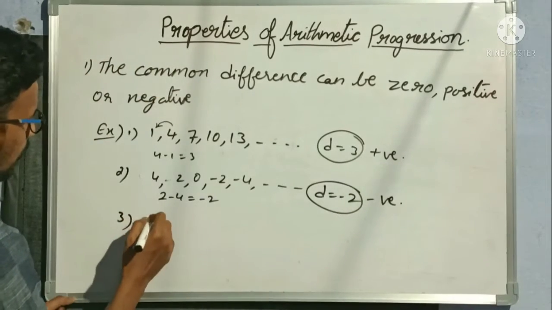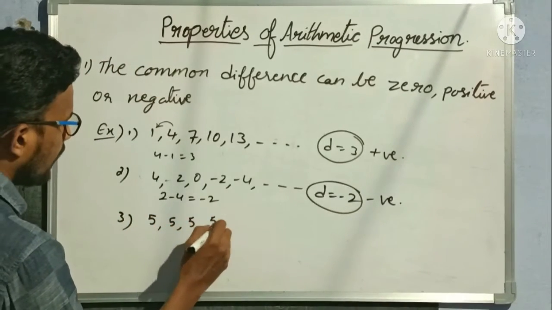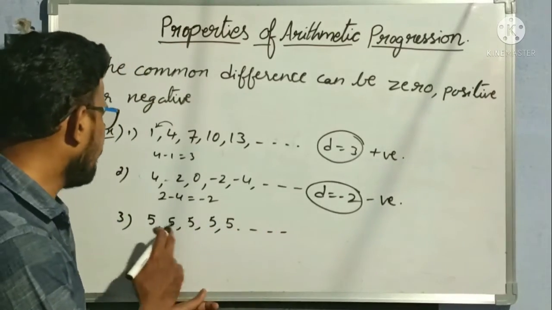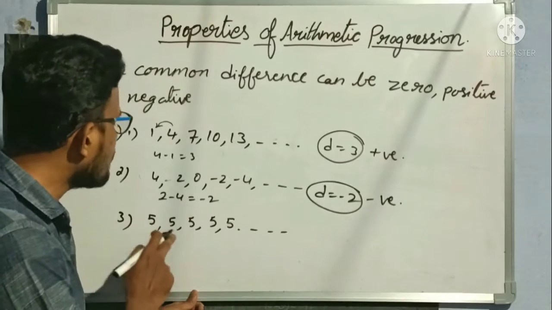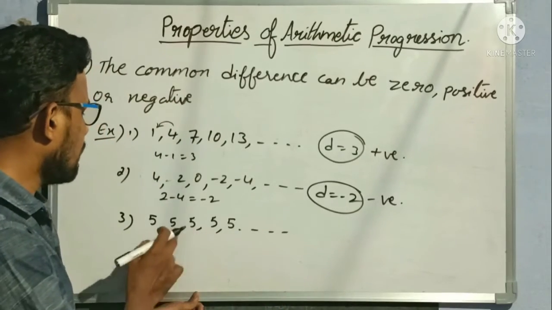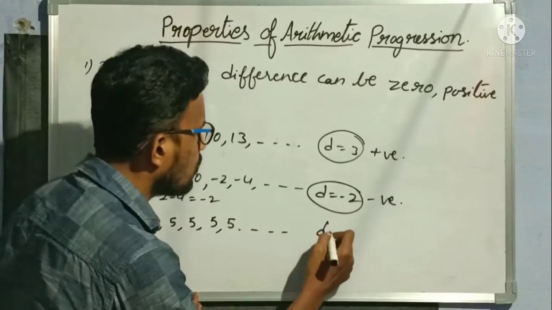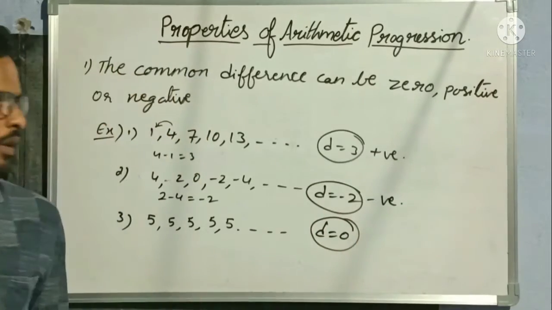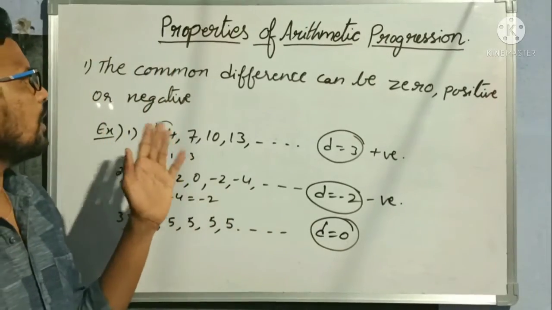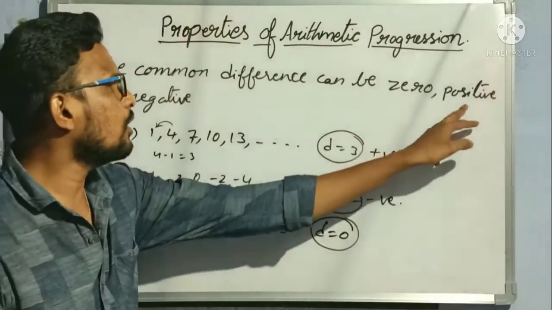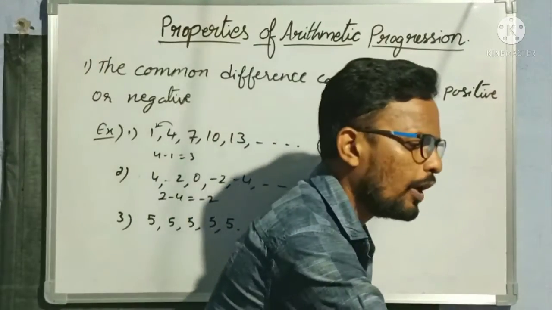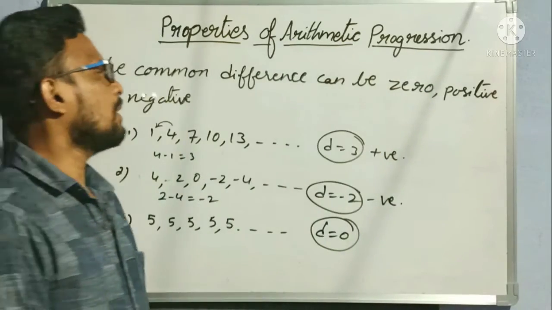Next, one more. If I take 5, 5, 5, 5, 5 and so on. Is this an AP or not? Yes, this is an AP. Why? Because the common difference is the same. Even though the numbers are the same, the common difference is the same: 5 minus 5 is 0, 5 minus 5 is 0. So here the common difference is 0. Understood? So whenever we are doing any arithmetic progression, the common difference can be either 0, positive or negative. This is the first and important property of the arithmetic progression.